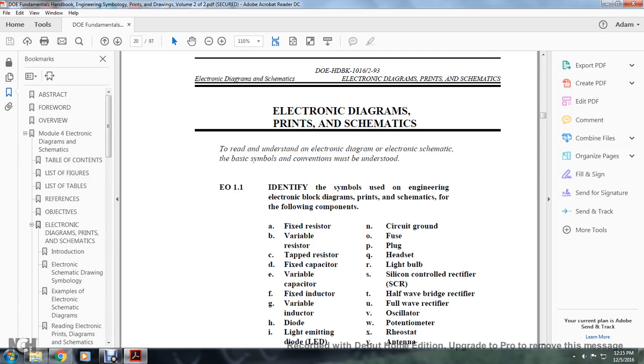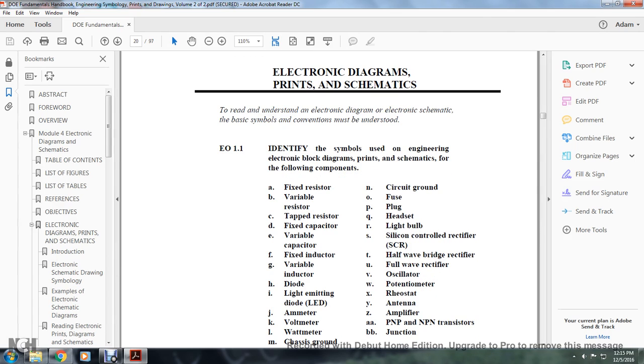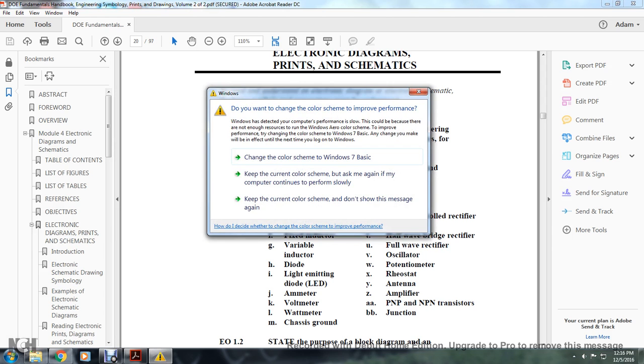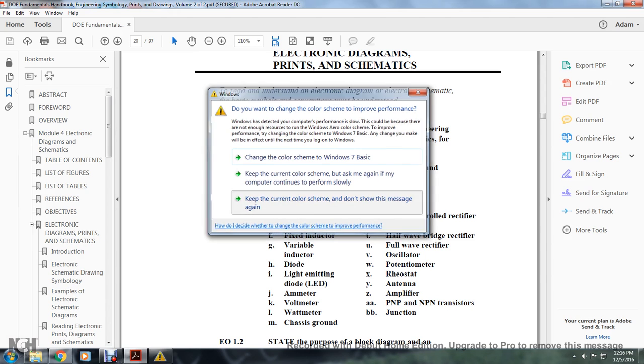The basic understanding of electronic diagrams, electrical schematics, and basic symbol conventions must be presented. Identify the symbols used in engineering electronic block diagrams, prints, and schematics for the following: fixed resistor, variable resistor, tapped resistor, fixed capacitor, variable capacitor, fixed inductor, variable inductor, diode, light emitting diode, ammeter, voltmeter, wattmeter, chassis ground, circuit ground, fuse, plug, headset, light bulb, silicon controlled rectifier or SCR, half-wave bridge rectifier, full-wave rectifier, oscillator, potentiometer, rheostat, antenna, amplifier, PNP and NPN transistors, and junction.